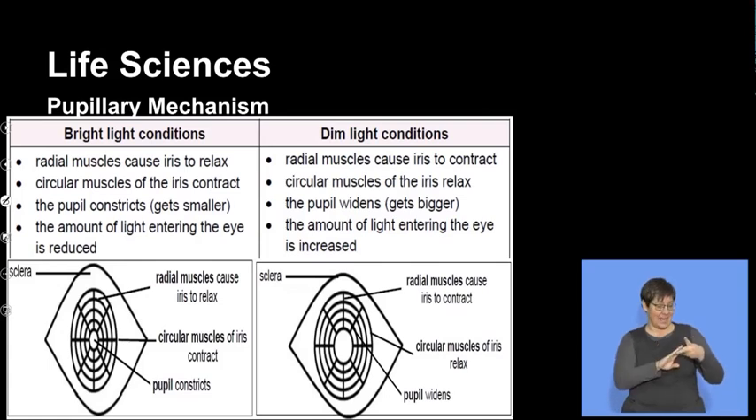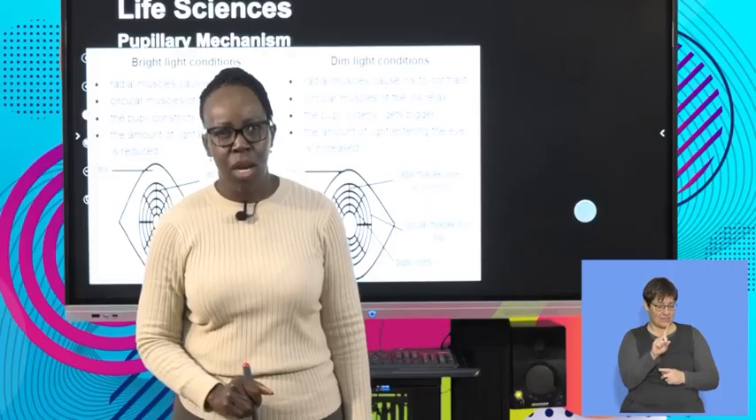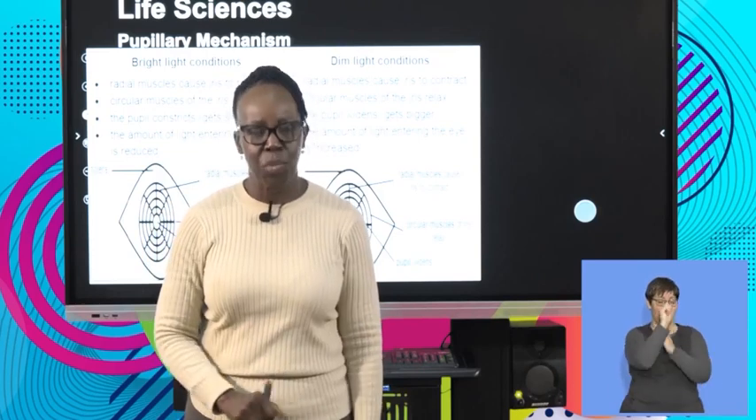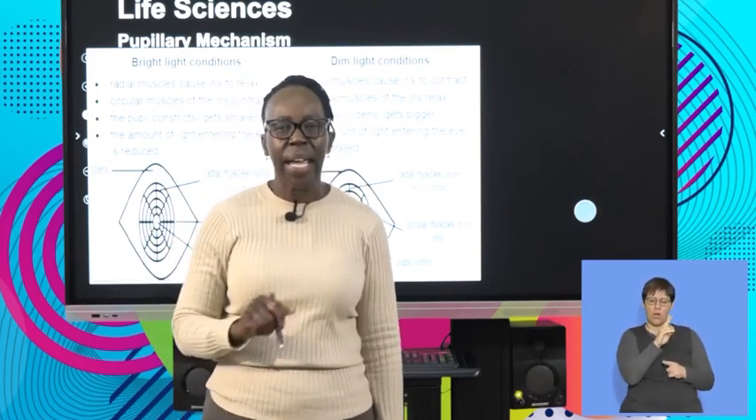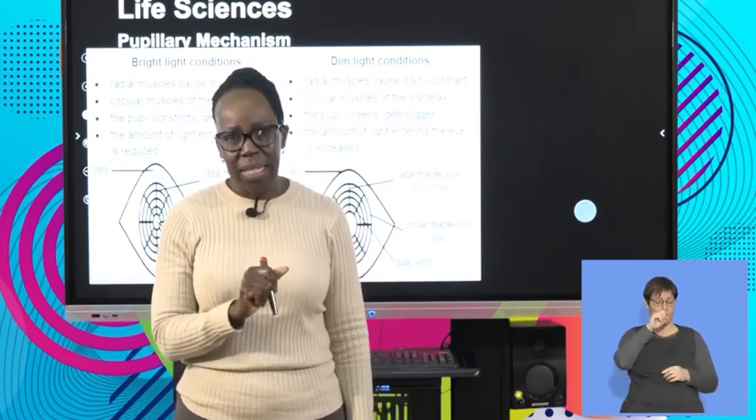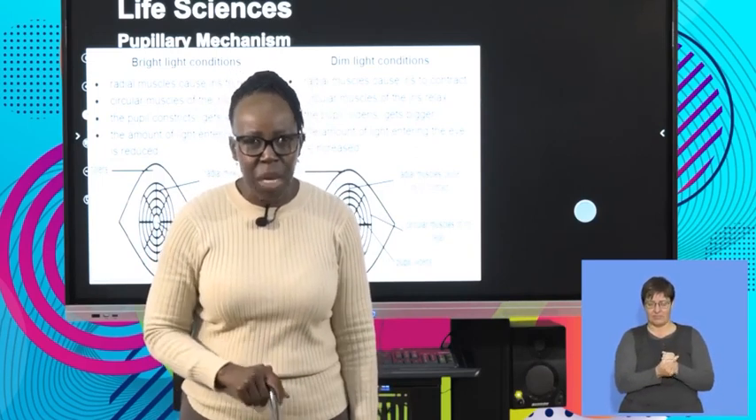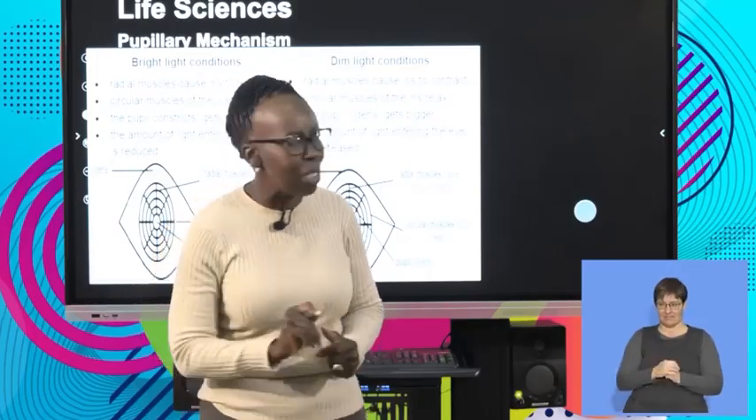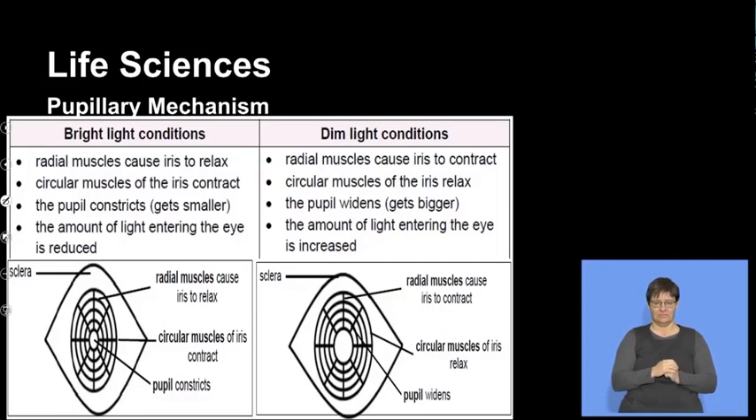The second functioning of the eye, which is pupillary mechanism, where now we are going to look at what happens to the pupil when you're looking at an image in bright light and in dim light. Then we're looking at the bright light this side and the dim light this side.